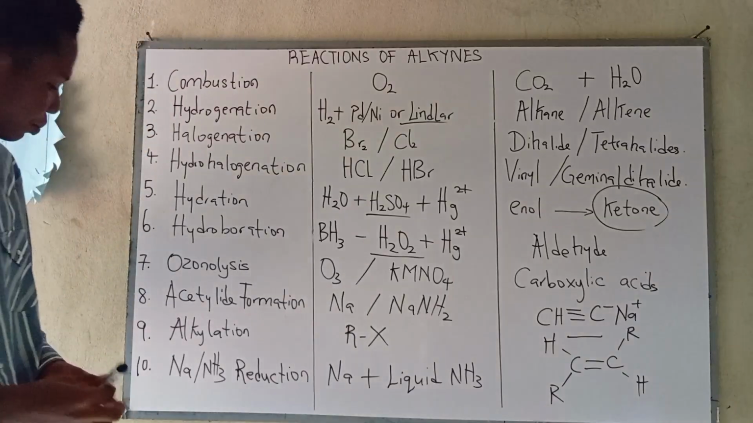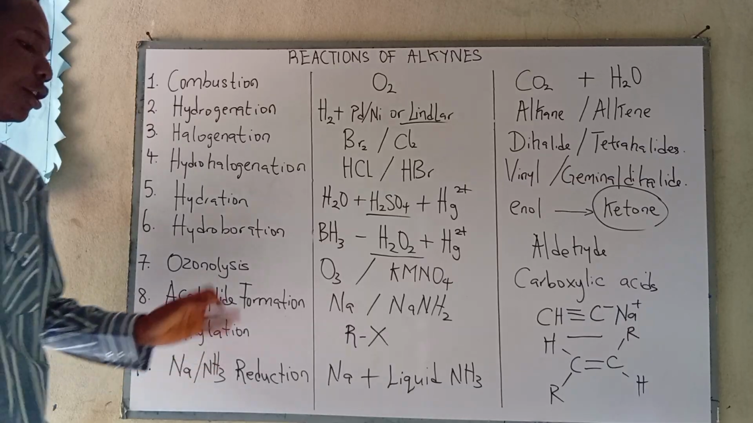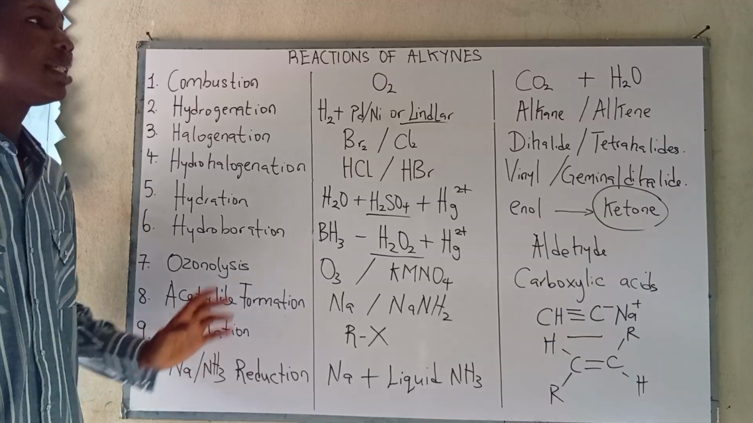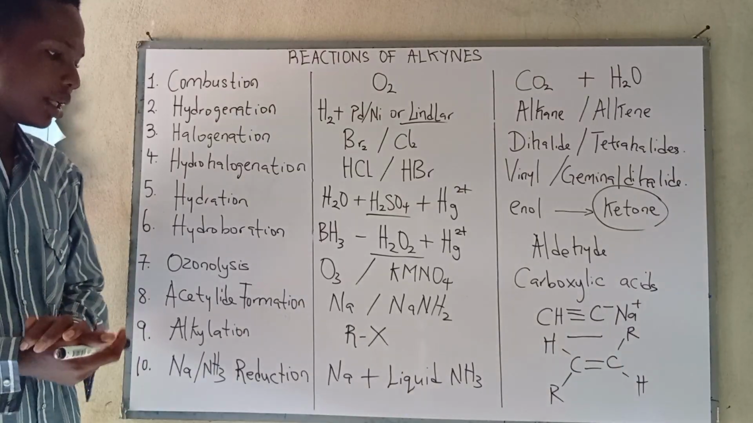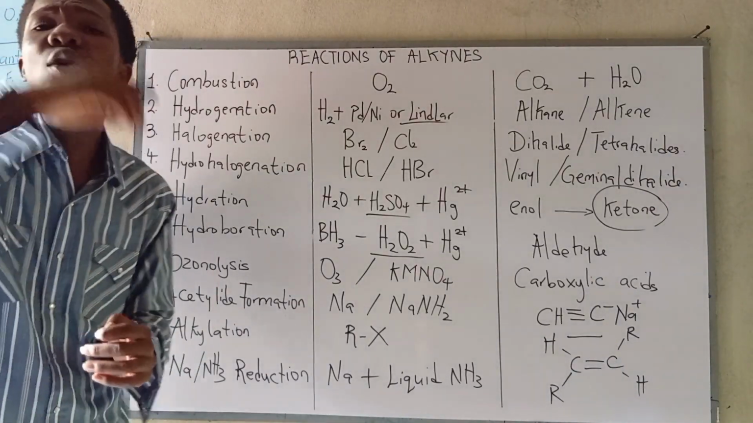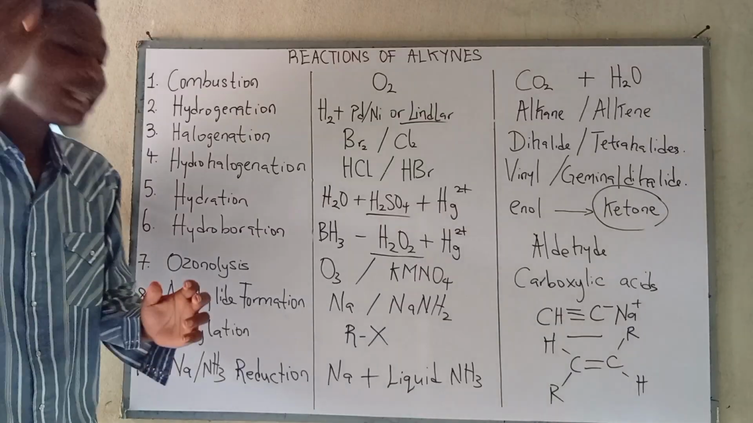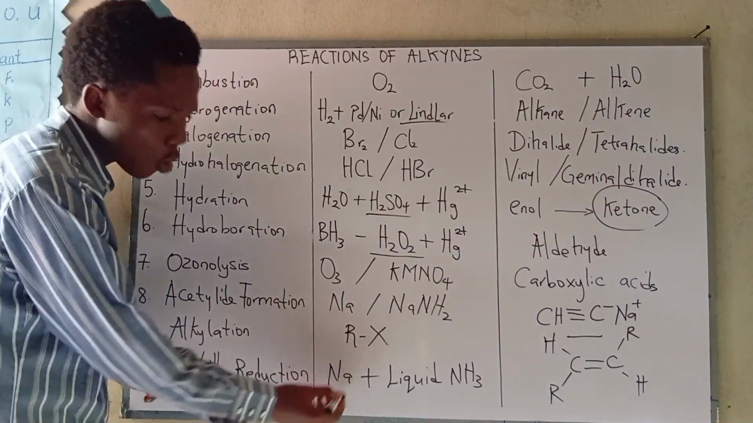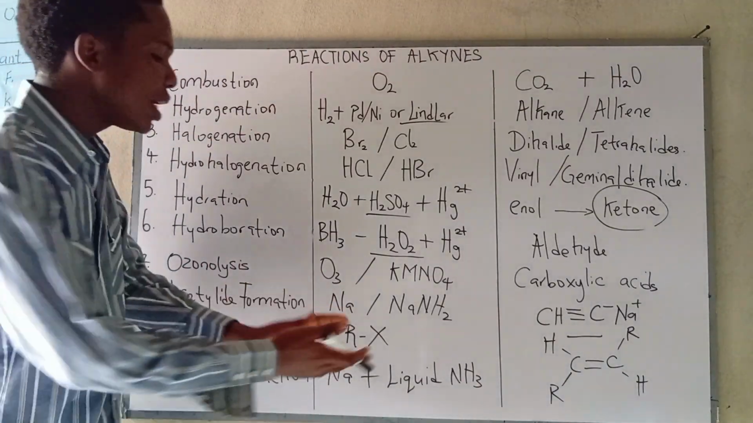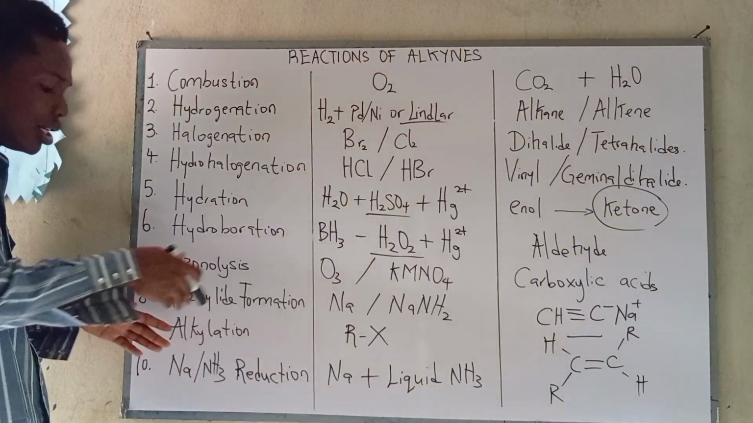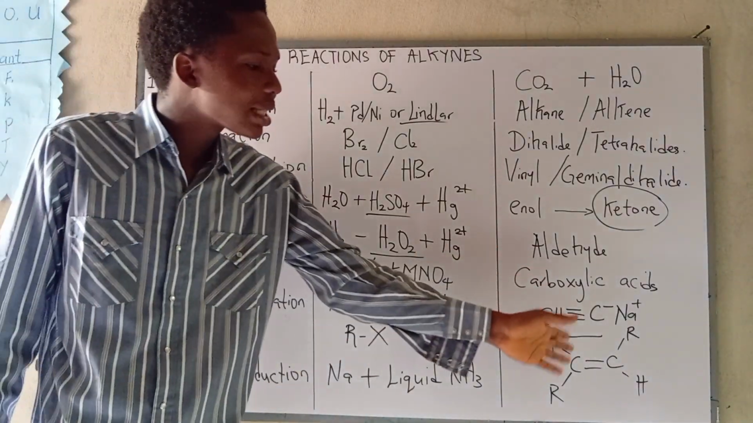So finally, sodium or liquid ammonia reduction. This reaction is a reduction reaction of an alkyne. How does this take place? It has to do with the addition of a hydrogen molecule. How do we add this hydrogen molecule? It's under the presence of sodium plus liquid ammonia. The two together make this work. So in the presence of these two, we will reduce an alkyne to an alkene. And which type of alkene? Obviously a trans alkene.